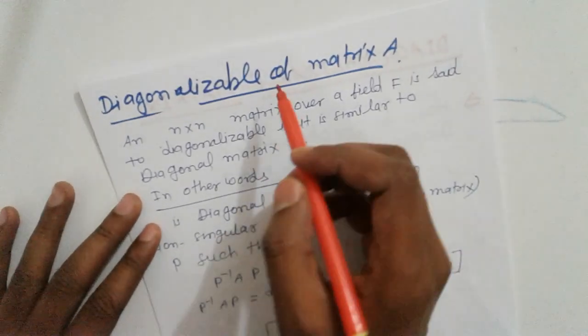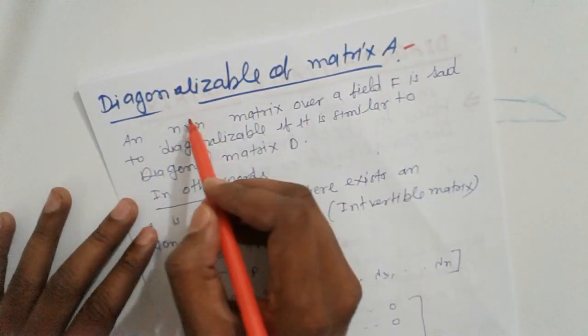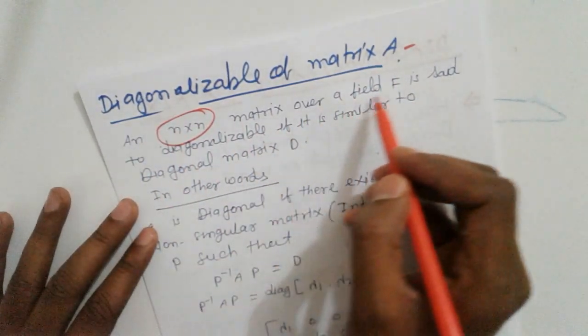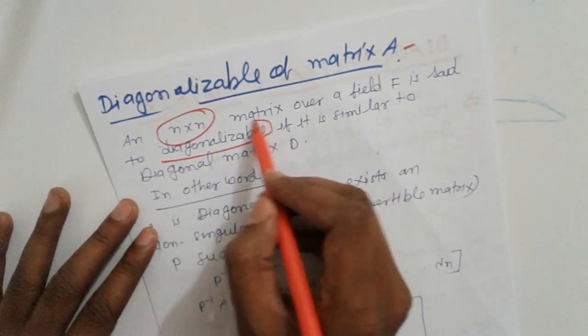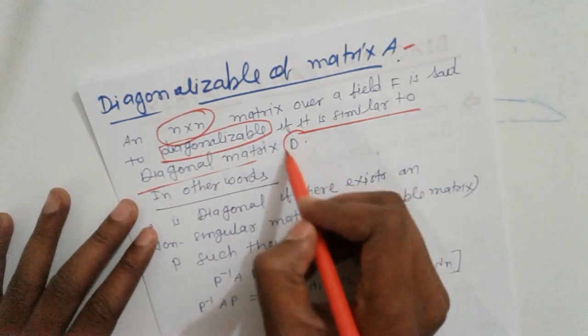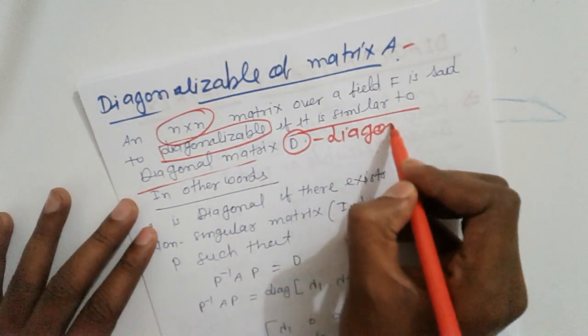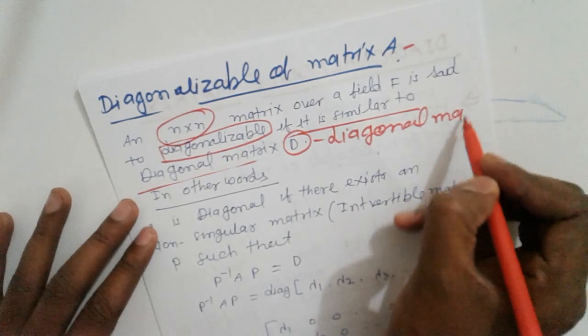So now next, diagonalizable matrix A. How can we say that? Suppose a matrix A, an n cross n matrix over the field F, is said to be diagonalizable if it is similar to matrix D. Matrix D means a diagonal matrix.